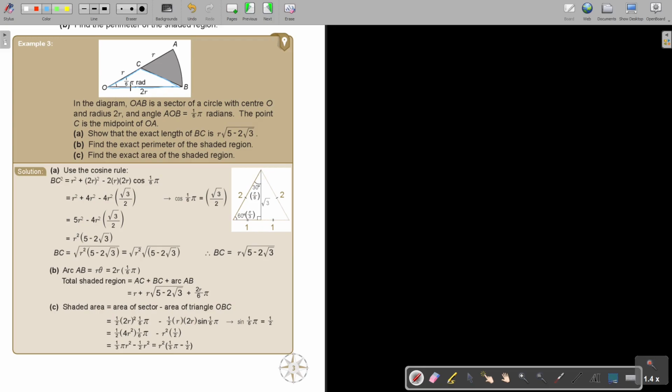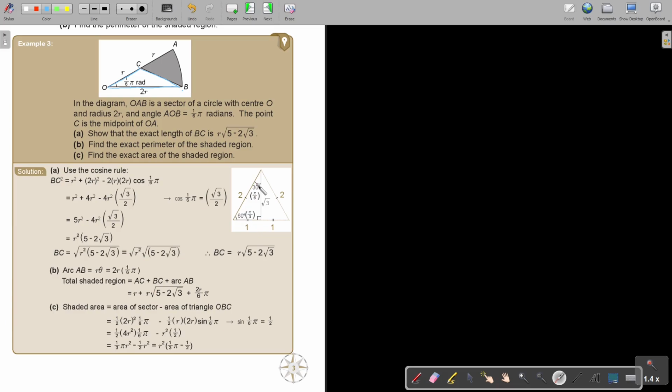So BC squared is equal to this side squared plus this side squared minus this times this times cos 1 over 6 pi. And as I said, draw your triangle. It was an equilateral triangle. So it was 2, 2, 2, but I'm only working with half. So this is 1. Remember, this is 60 and this is 30.